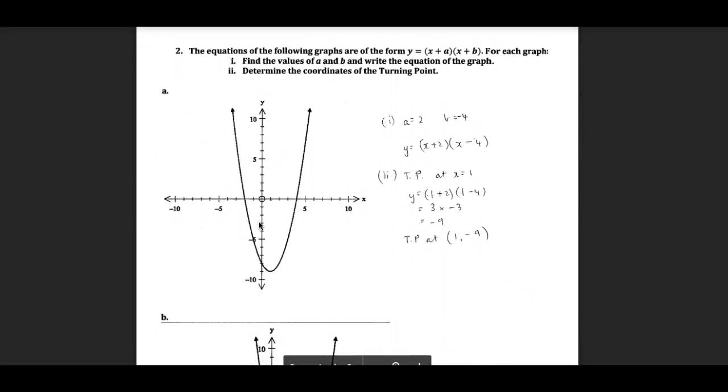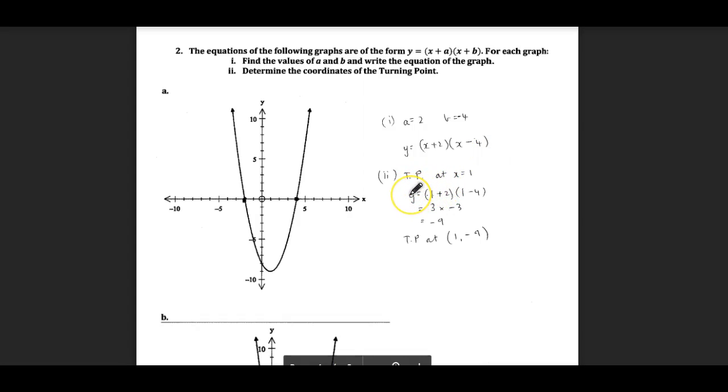All right, question 2. The equations of the following graphs are in the form y equals (x plus a)(x plus b). For each graph, find a and b, and then determine the coordinates of the turning point. So we kind of did this before. All right, so I can see we have an x-intercept here at negative 2 and an x-intercept here at 4. So that means your values of a and b are 2 and negative 4.